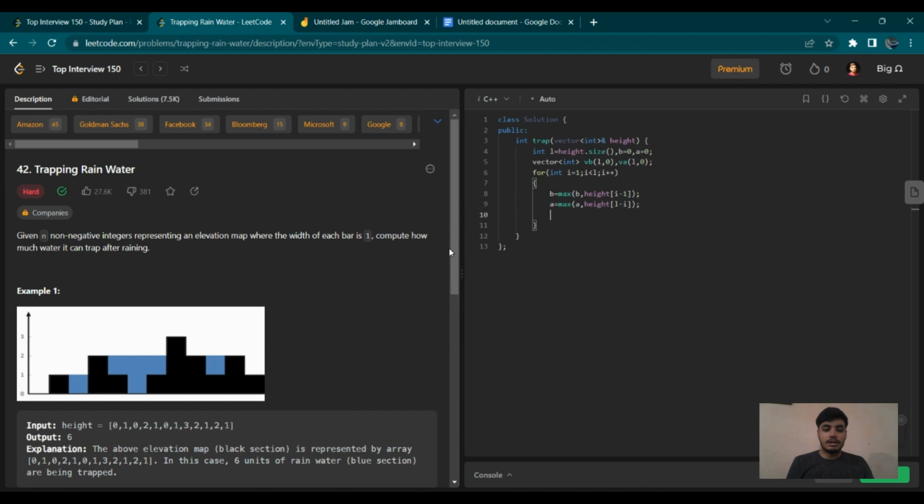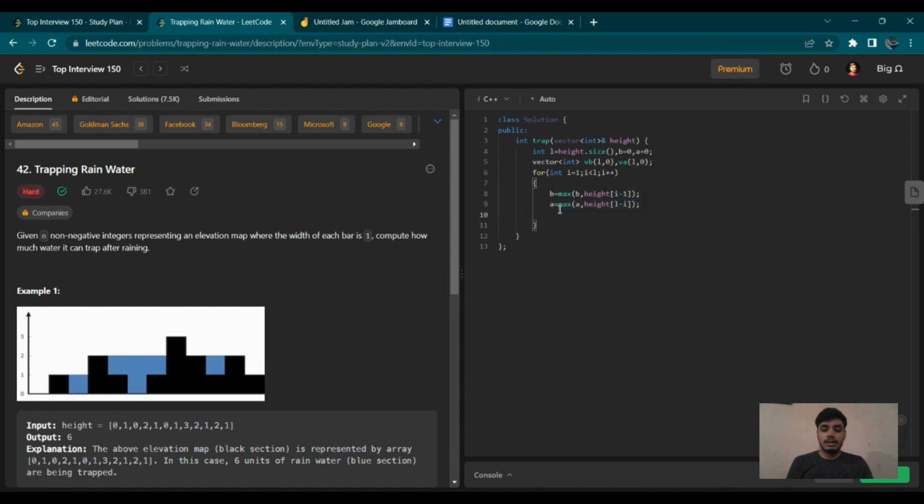So what it has done at the last point is it has taken the maximum for a, which is going to be the maximum for the last index, and the value for the last index, which is 1. So here a is 0 and height of l minus i is going to be 1. So here you're going to get a equals to 1. So that's how we have taken the maximum for both the second last and first index in this vector.